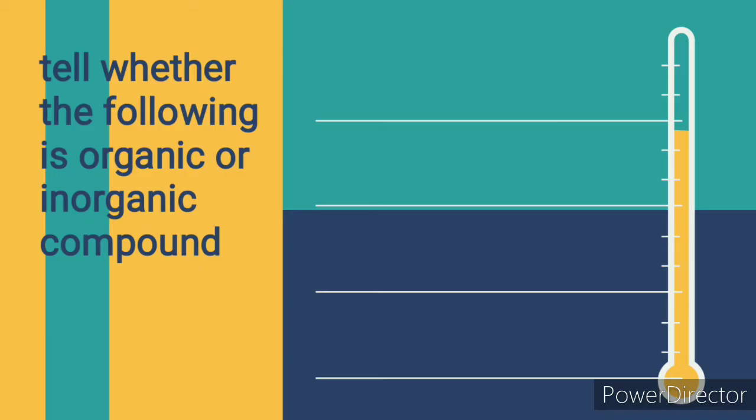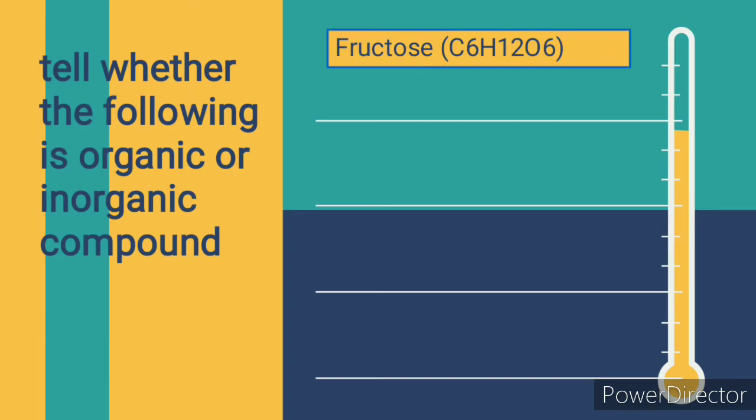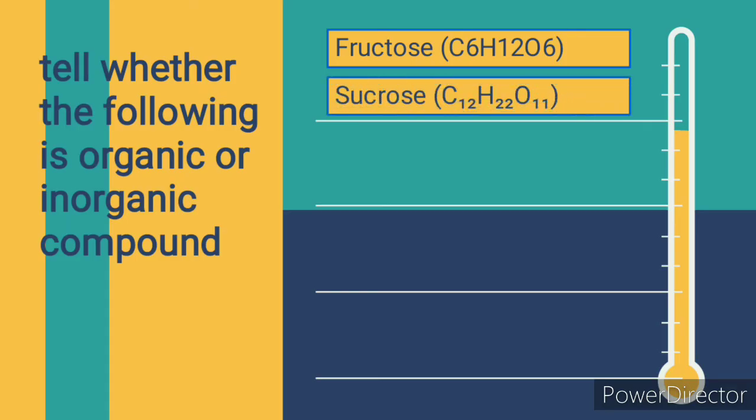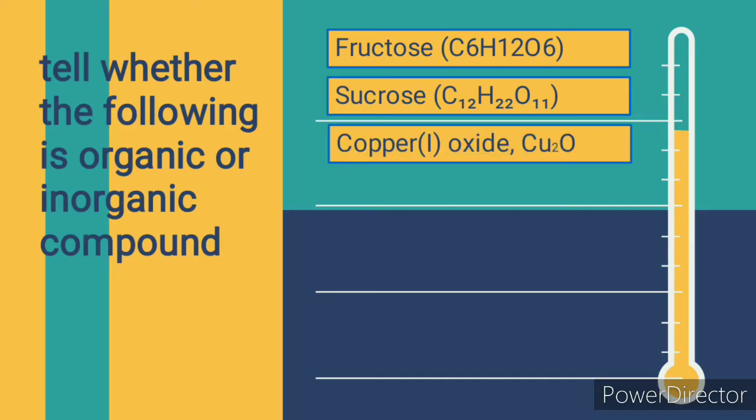So this is a short assessment for you. You're going to tell us whether the following is an organic or inorganic compound. You're just going to type in the comment box below whether the following is organic or inorganic. Okay, first we have fructose, C6H12O6. We also have sucrose, C12H22O11. Copper oxide, Cu2O.